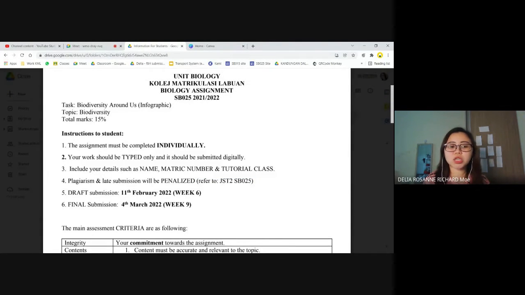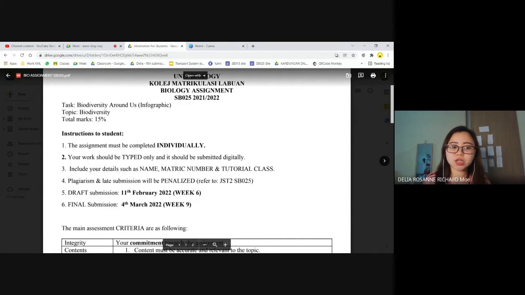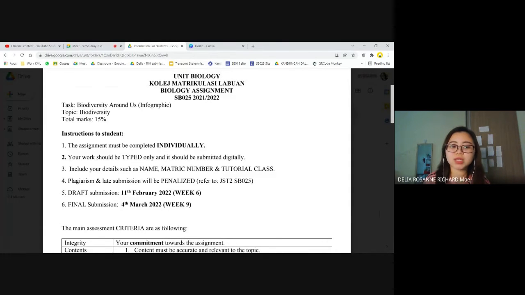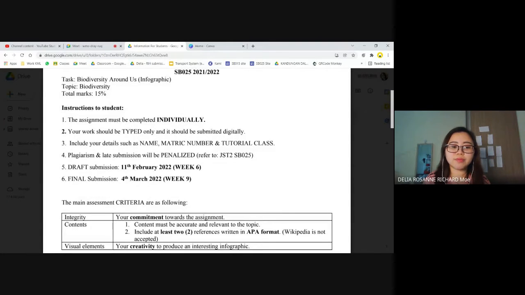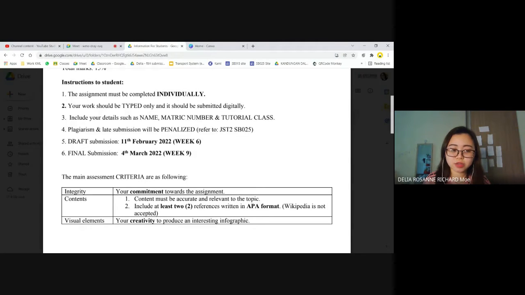The draft submission is on the 11th of February, which is in week 6, and the final submission will be on the 4th of March, week 9. The main assessment criteria are as follows, which is integrity: jangan meniru, hantar on time, ada soalan tanya, saya bagi balik draft, tolong buat pembetulan ikut draft. So that is integrity. Contents, contents is the one with the most marks. As long as you make it accurate, apa yang saya minta betulkan masa hantar draft, kamu betulkan, should be okay.